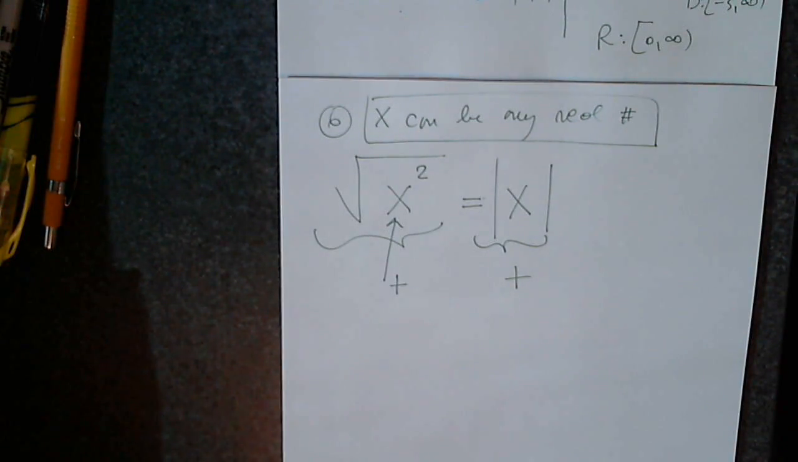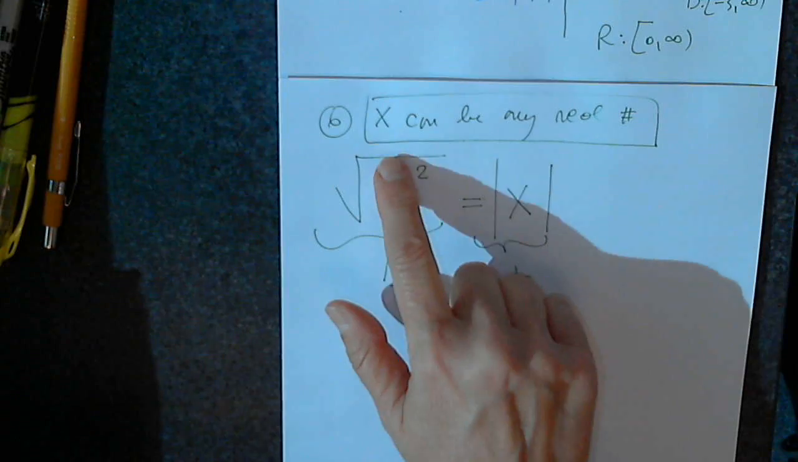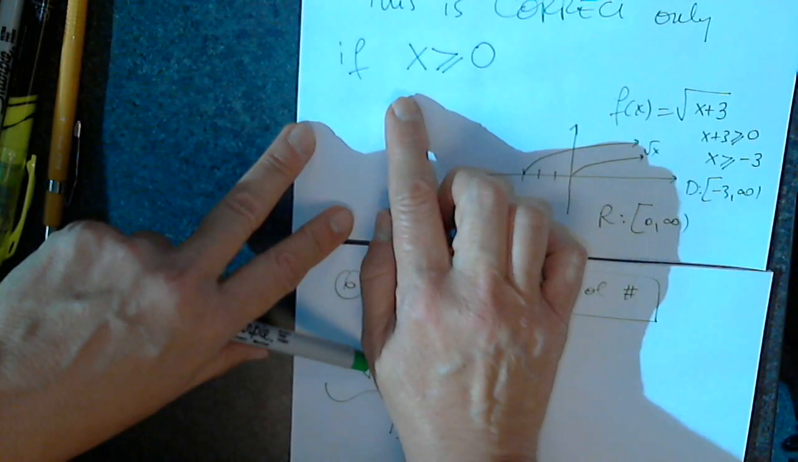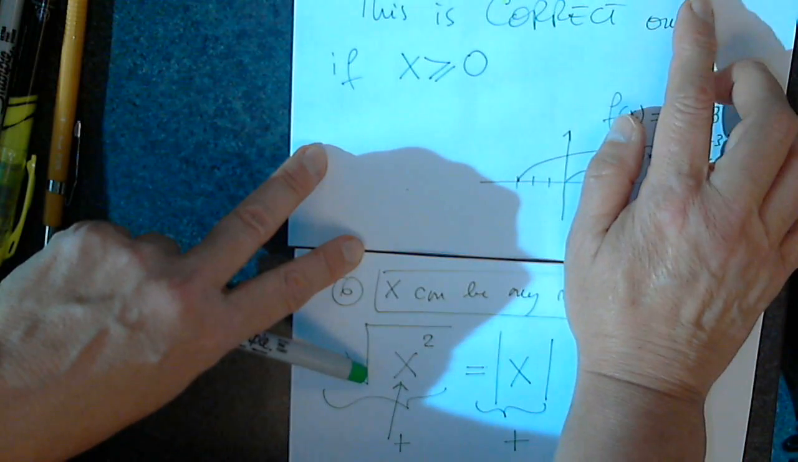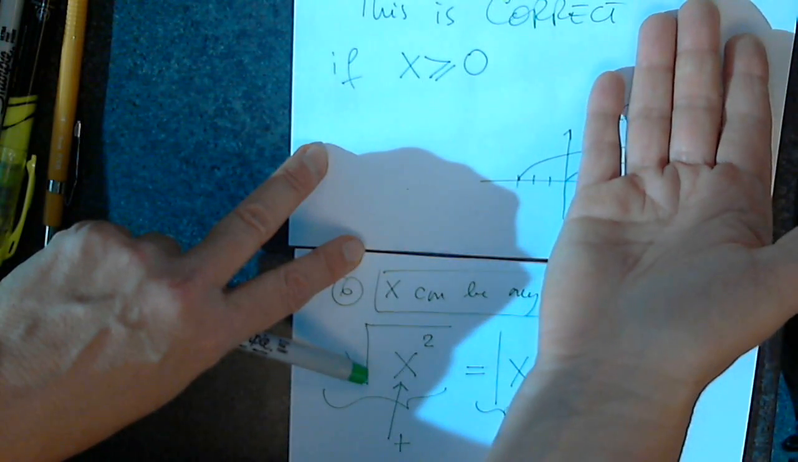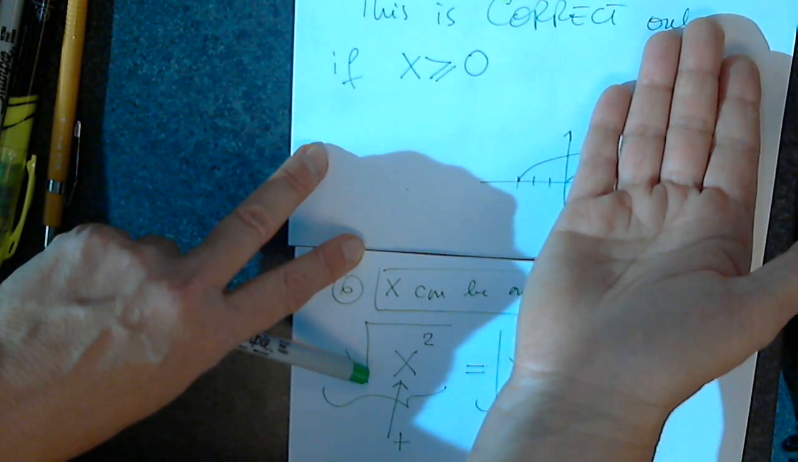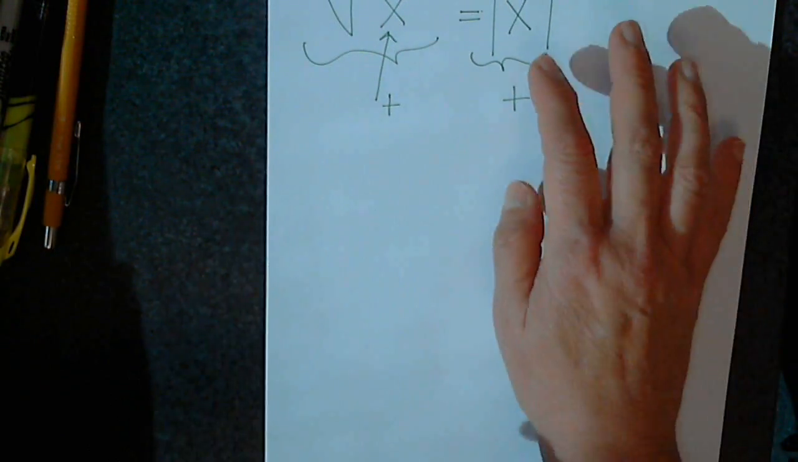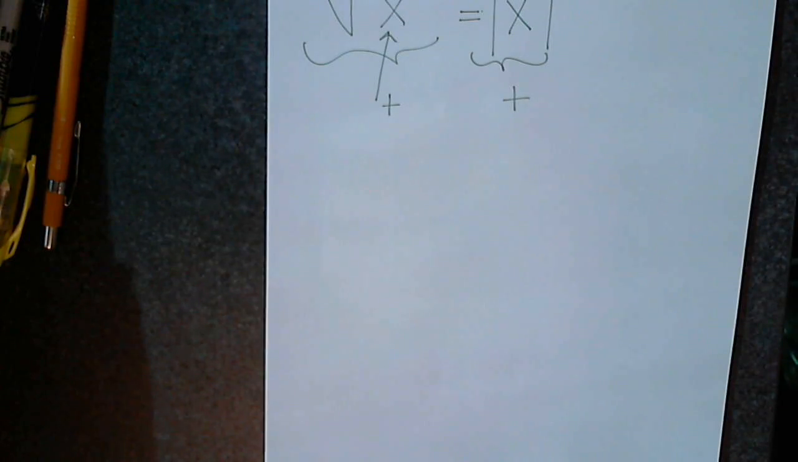Yes? Can you read what number 6 is? X can be any real number. If x is positive, I don't have to worry about absolute value. There is no need for an absolute value on a positive number. But if x can be anything, then I have to make sure that the answer is always positive.